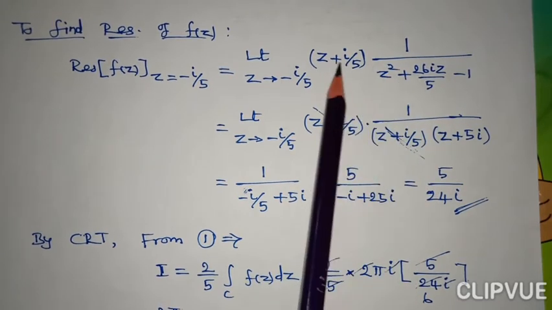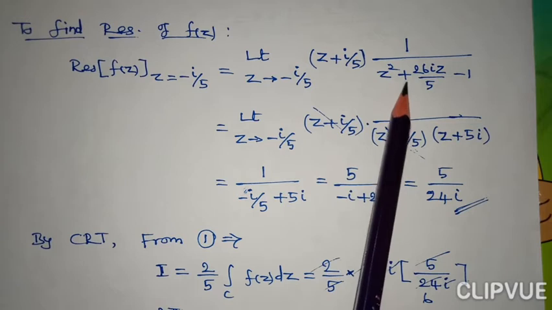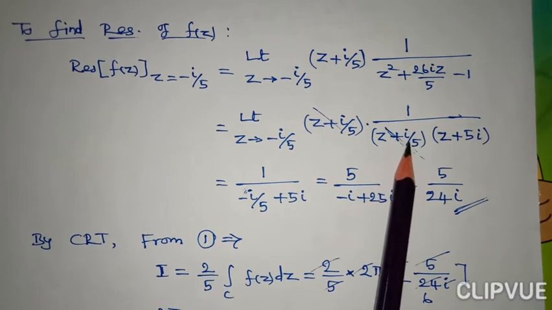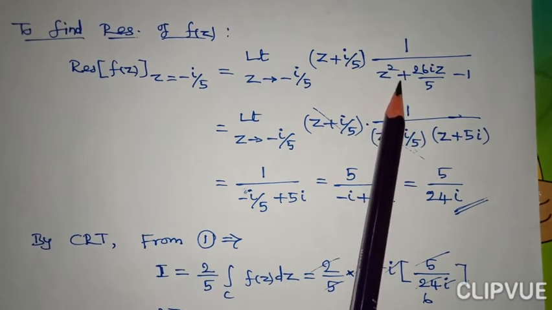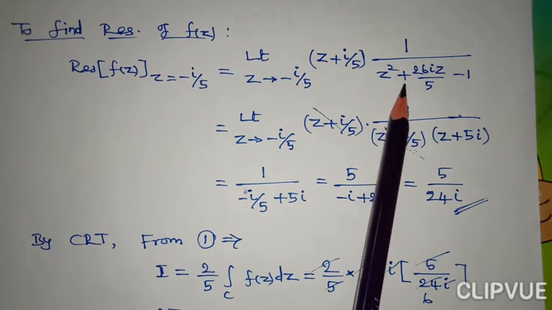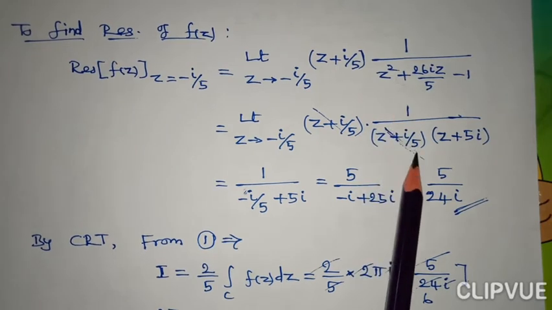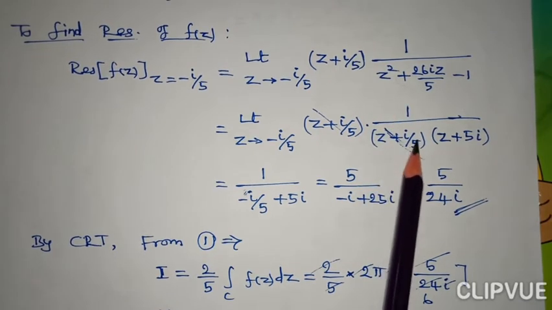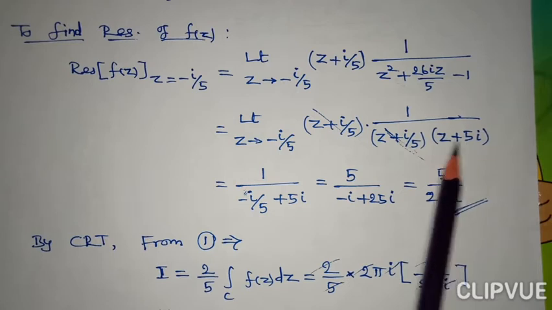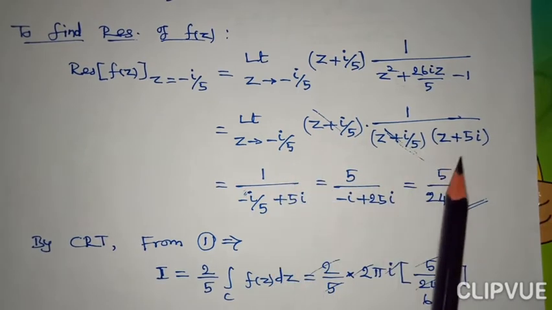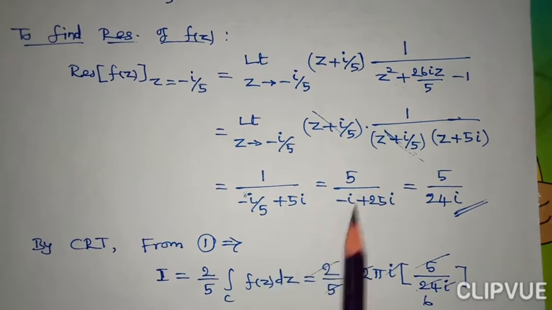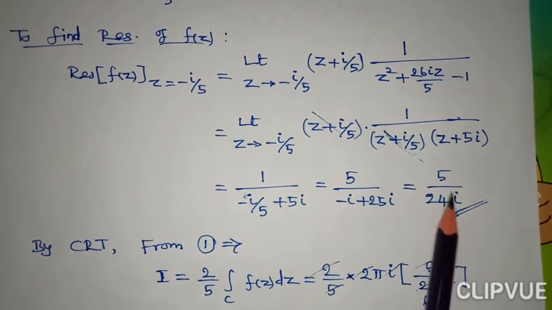Now here it won't cancel directly. You need to simplify this. How to simplify it? The roots of the quadratic equation. If you know the roots, you know how to express them in the form of factors: z plus i by 5 and z plus 5i. Cancel the same factors. After that, apply limit z tends to minus i by 5. After simplification, you get 5 by 24i.